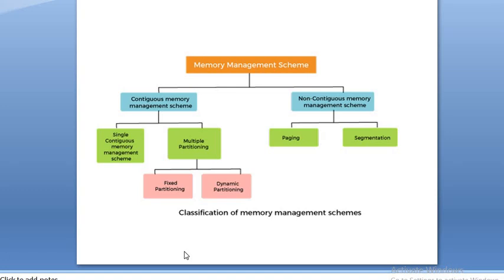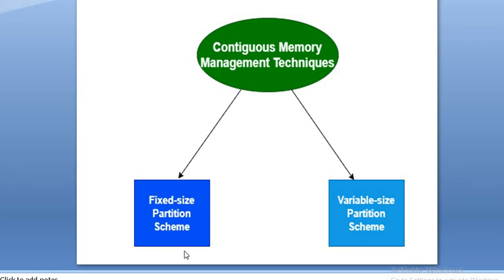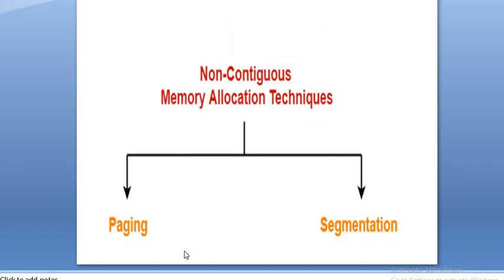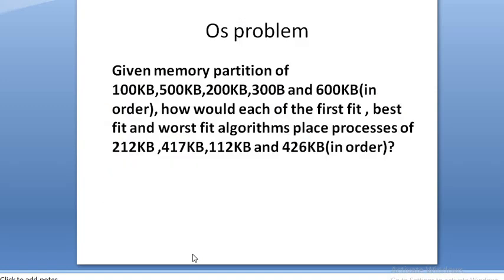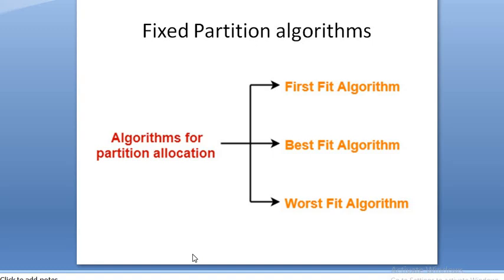It is also very important. In contiguous memory management, we are having fixed size partition scheme and variable size partition scheme. Now we are going to see the example program for fixed size partition scheme. In another way, non-contiguous memory allocation, we are having paging and segmentation. The allocation strategies for fixed memory partitioning are first fit method, best fit method, worst fit method and next fit method. With this operating system problem, we can see how these algorithms are working: first fit, best fit and worst fit.